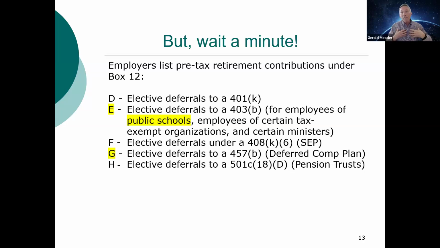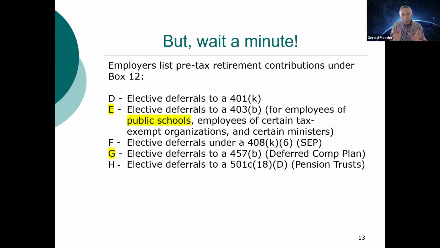Box 12, which we're all very familiar with, has codes like D for 401k, for elective deferrals being another expression for a voluntary contribution. It has E for elective deferrals to a 403B for public employees, public schools, and others. There's code G, F, H. All of these are already listed in box 12. And if they're listed in box 12 and you type them in, they automatically roll over into 8880. I've tested it. That's how that works.